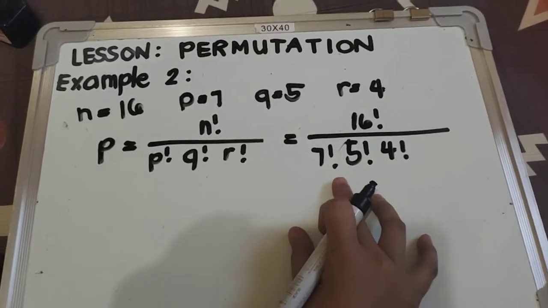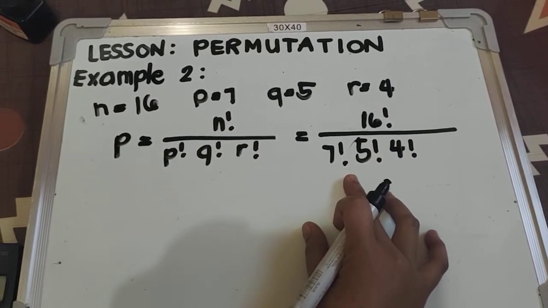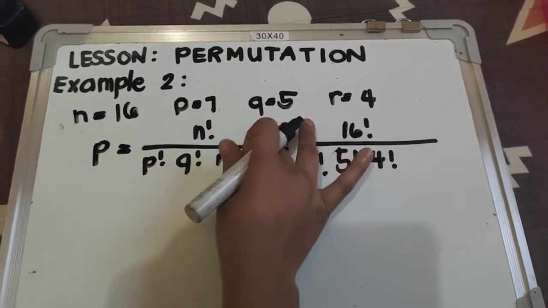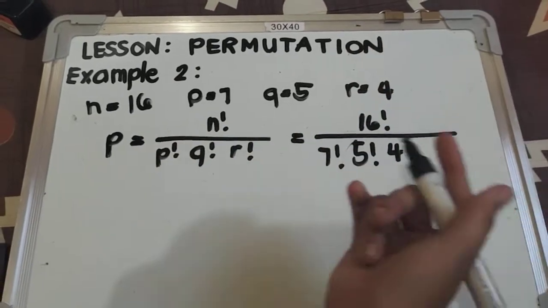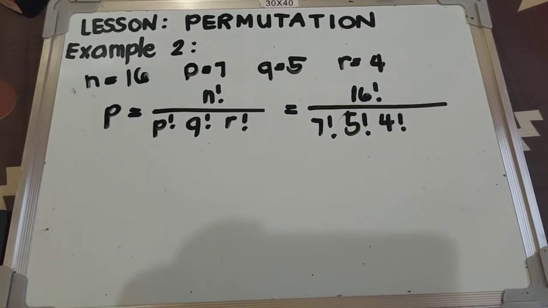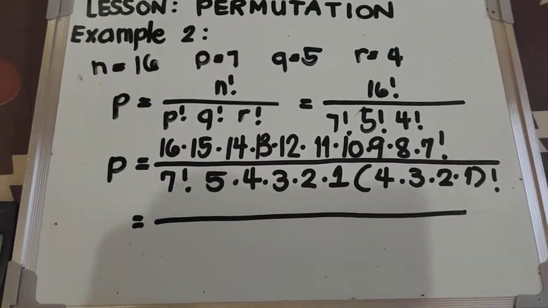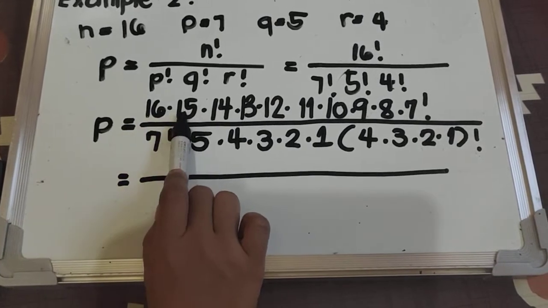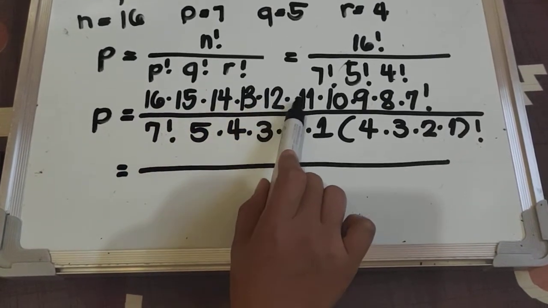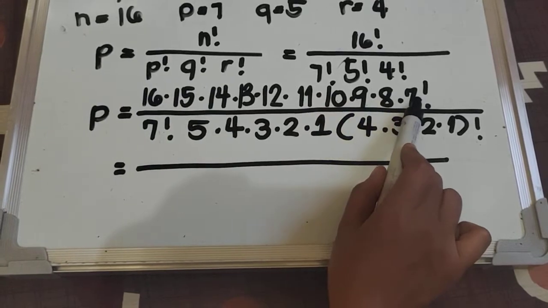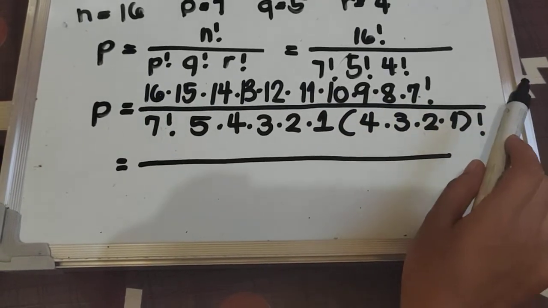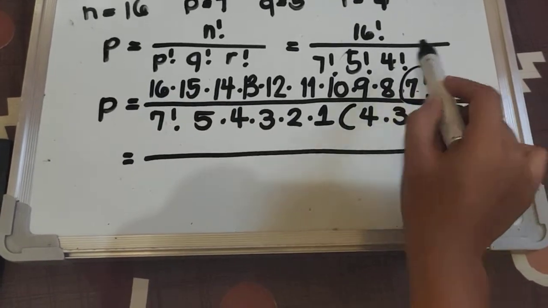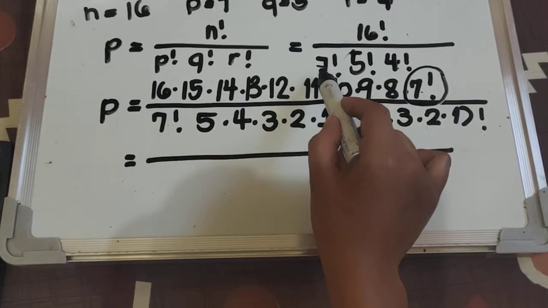Always remember that you can interchange the numbers with the variables. So you can have 5 as your p, 7 as your q, or 4 as your q, and so forth. Now let us proceed with solving. Since we have 16 factorial for our n, that is 16 times 15 times 14 times 13 times 12 times 11 times 10 times 9 times 8 times 7 times 6 times 5 times 4 times 3 times 2 times 1. As you noticed, I stopped with 7 factorial since that is the biggest number that I have for my denominator.